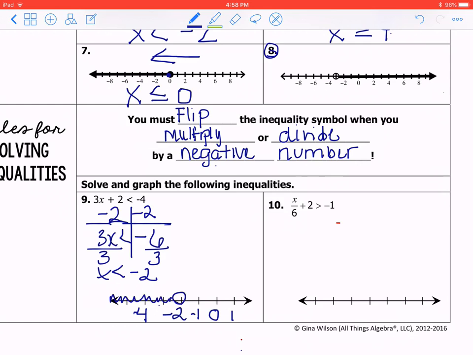Number 10, same thing. We have a division and an addition problem. So start it off the same way. I'm going to subtract 2. We have x over 6 is greater than negative 3. From yesterday, we took whatever was in the denominator and we multiplied it on each side because that's the opposite of division. So now we have x is greater than negative 18.